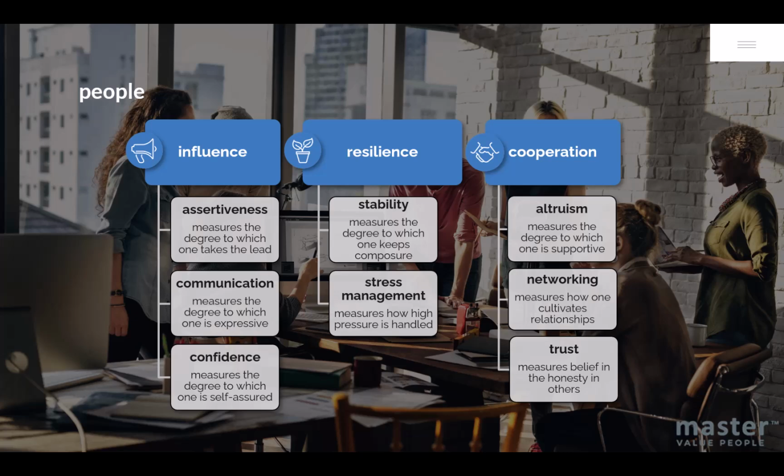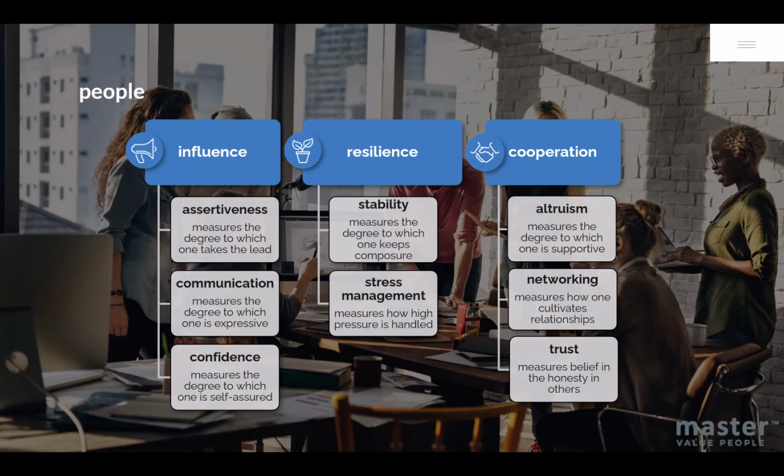Moving on to communication, which measures the degree to which one is expressive, not how well one expresses oneself, but how much one does. High scores, 8, 9, 10, on communication are expected in roles such as public speakers, actors, and certain types of salespeople who need to be highly expressive. Certain managerial roles that require frequent speaking also benefit from high scores here. This trait also includes a persuasion element, so keep that in mind.